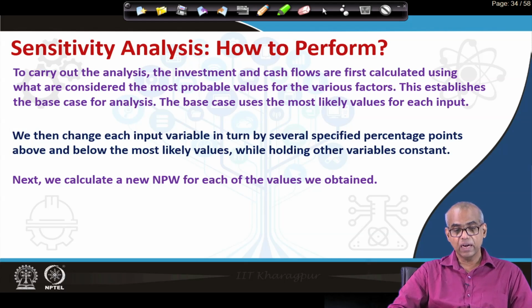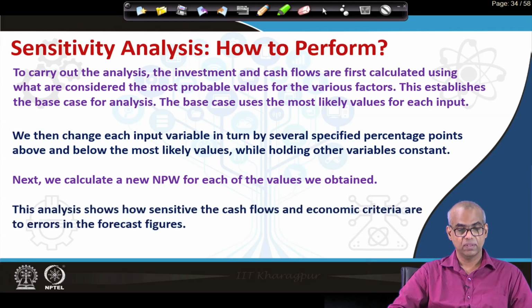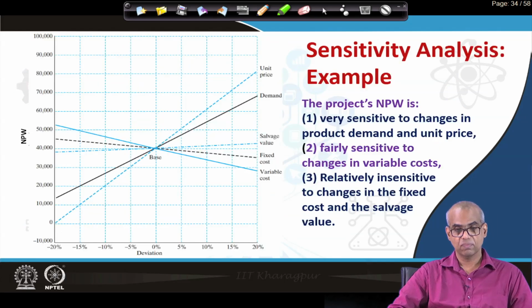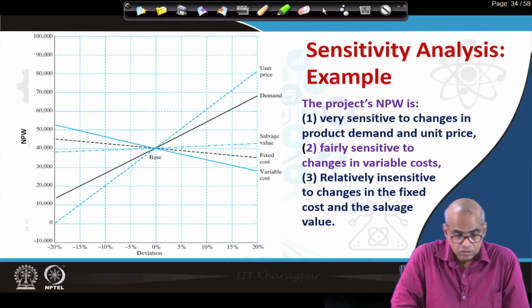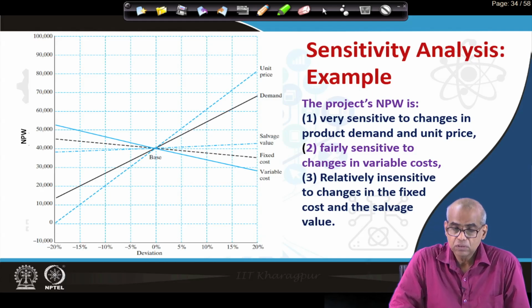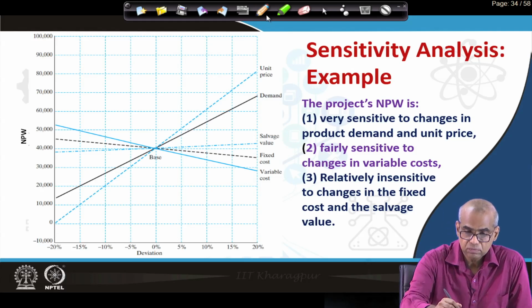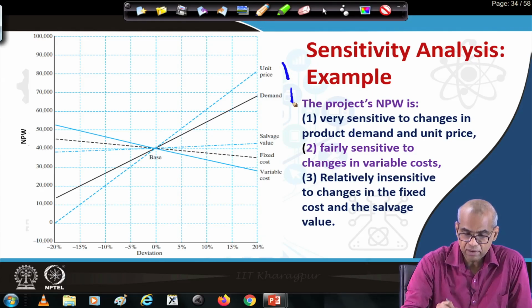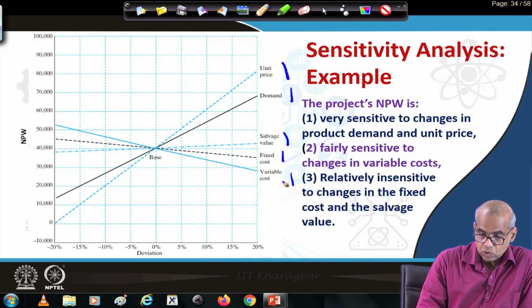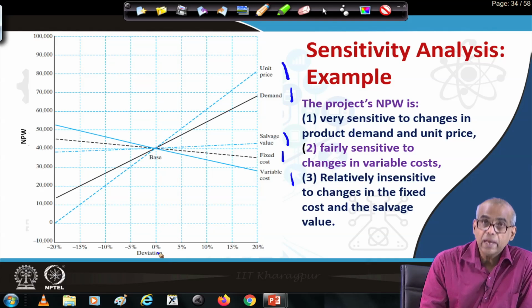Next, we calculate a new net present worth or net present value for each of the values we obtain. This analysis will show how sensitive the cash flows and economic criteria are to errors in the forecast figures. So, this figure is a typical example of sensitivity analysis. There are several factors you see: unit price, demand, salvage value, fixed cost and variable cost. These factors have been varied on both sides of the base case.